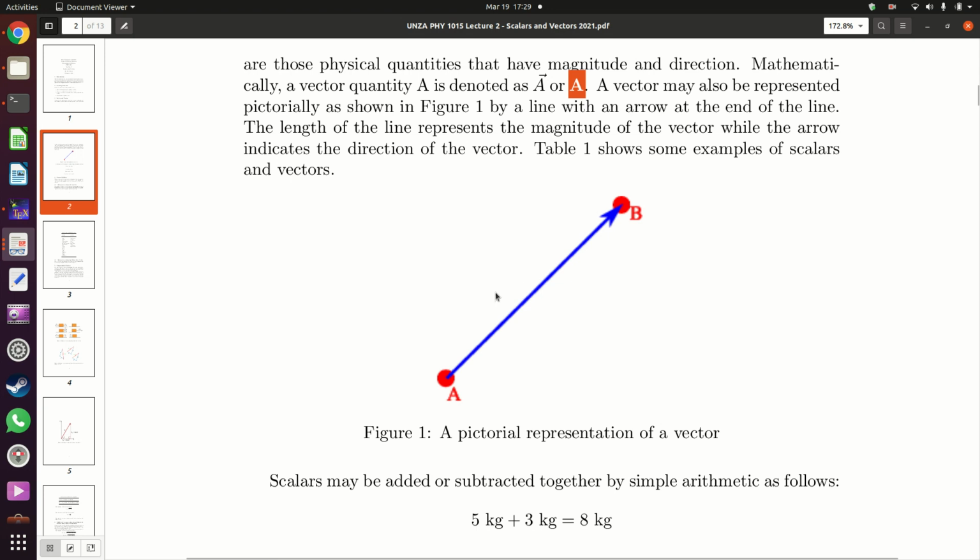So on top of this line, we'll be putting the symbol and the size of that particular physical quantity. Then the arrow is what's going to show the direction in which the vector is acting. So with this information, you can adequately express a vector by showing its size and also the direction in which the vector is acting. Do we have any questions?